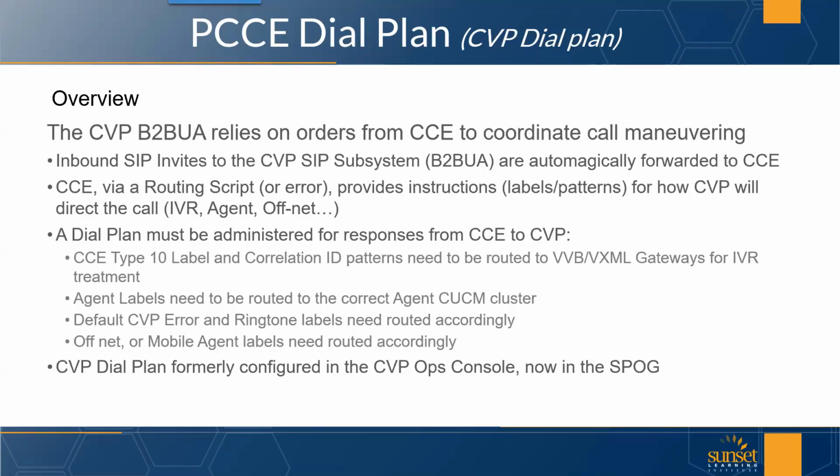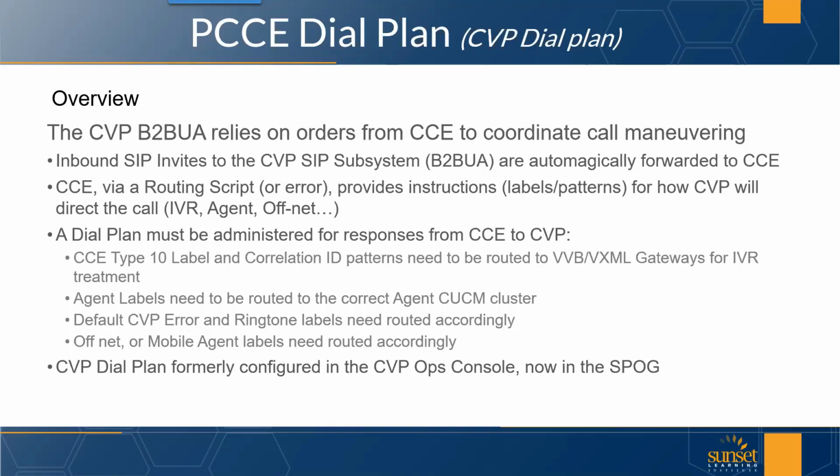CVP is essentially a B2B back-to-back user agent, which is going to be able to provide pretty much all of that functionality. It accepts all the inbound SIP invites, it passes them to CCE. So we're saying that CVP is accepting all of these inbound SIP invites, passing them to ICM as a route request.